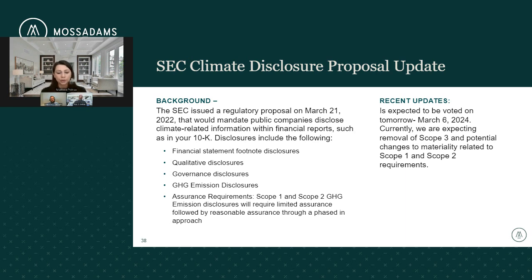I do also want to point out the financial statement disclosures, impact of financial line items related to severe weather events, which we'll be curious to see tomorrow, materiality thresholds and if those have changed. Qualitative disclosures, how climate-related risks are likely to have a material impact on your business model and outlook, and then governance disclosures, which are how your board and management oversee climate risks. So more to come on the SEC climate disclosure.